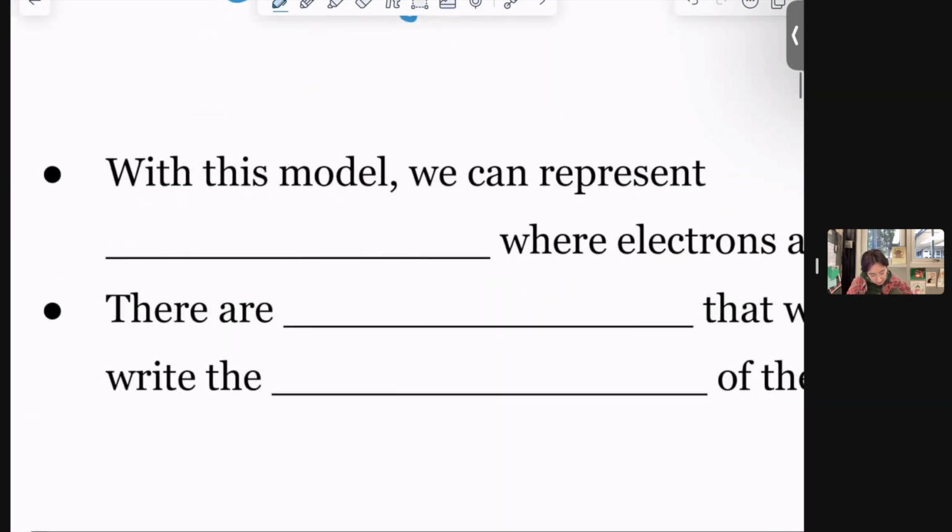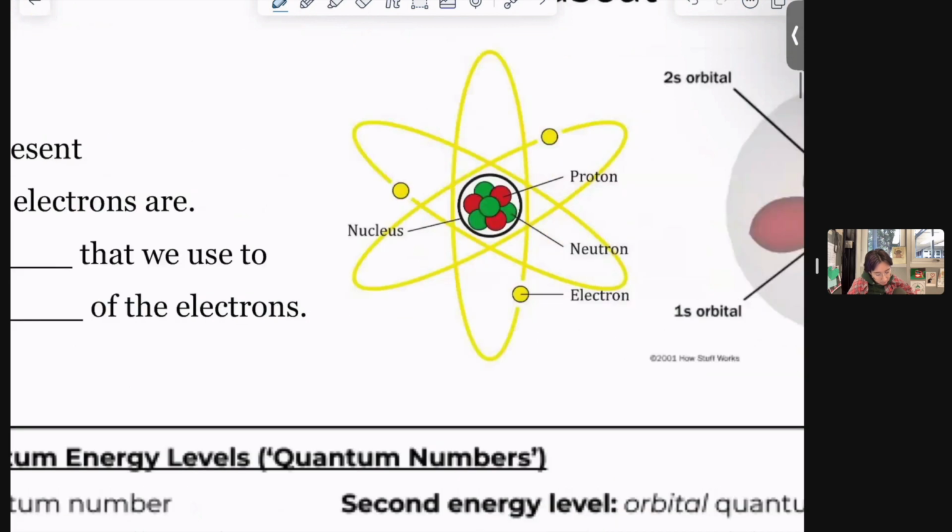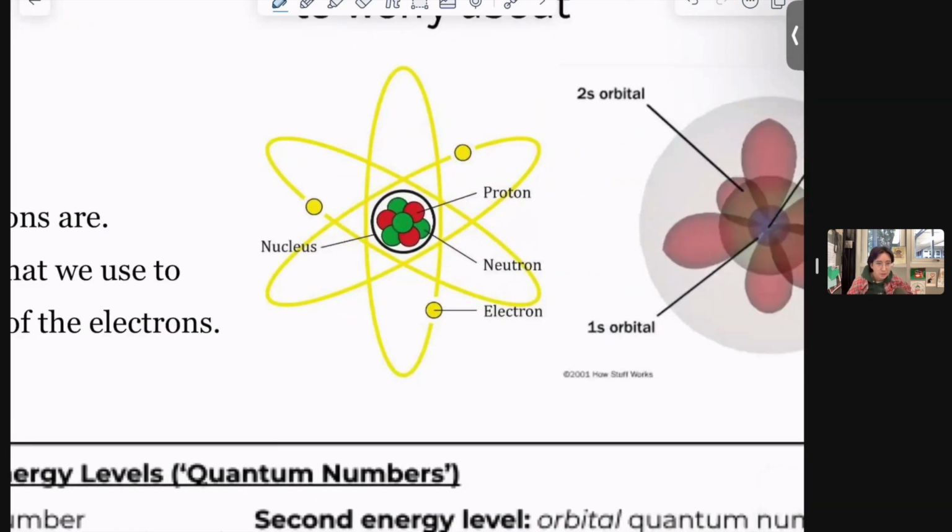Because with this model, we can represent exactly where our electrons are. In our Bohr model, all we've talked about is that it's in shell 1, n equals 1, the first inner shell, or it's in the outer shell, and there are 8 electrons on that outer ring. But that's just a general space, like a distance away from the nucleus. Where in that area are they actually hanging out?